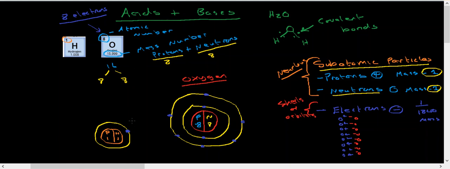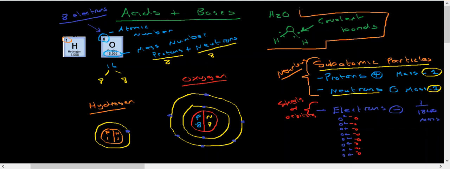So this is, if you like, the Bohr structure for hydrogen. Now, if we think about a water molecule, or H2O, basically a water molecule is made up of 1 oxygen atom combined to 2 hydrogen atoms. So why does that happen?